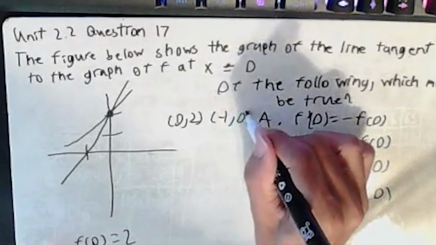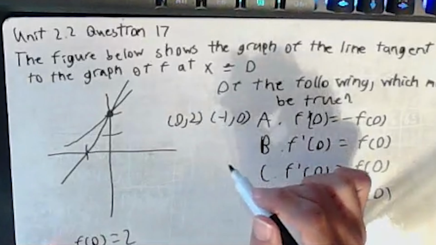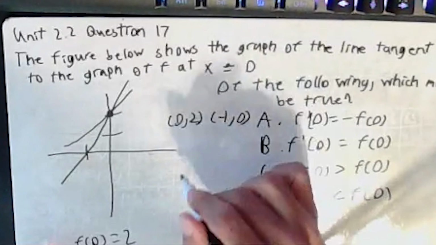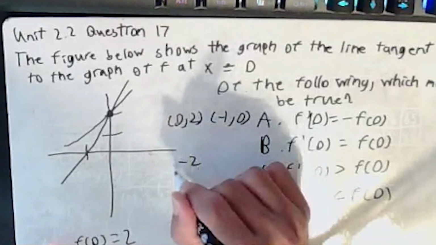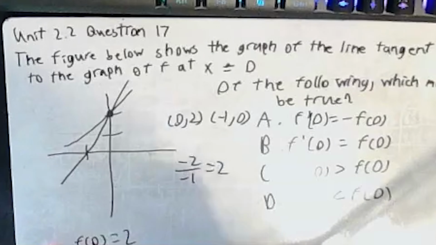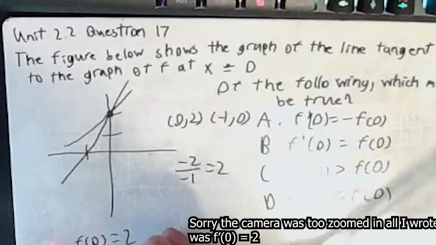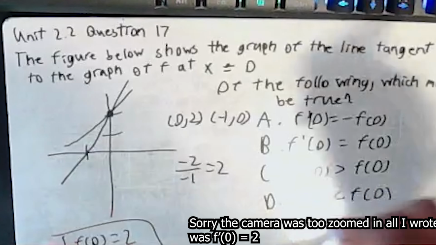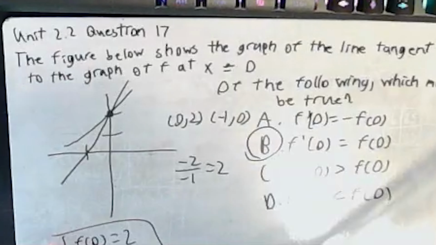(-1, 0). So now our slope formula is y2 minus y1, so 2 minus 0, over x2 minus x1, so 0 minus -1. And that's going to be equal to 2. So that means f prime of 0 equals 2 as well. So that means both of these are equal, which means our answer choice is B as our final answer.